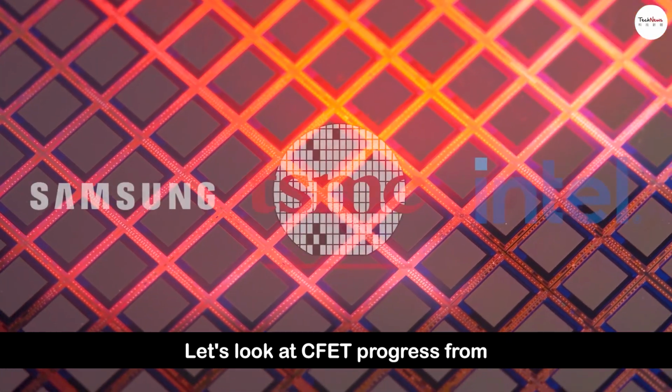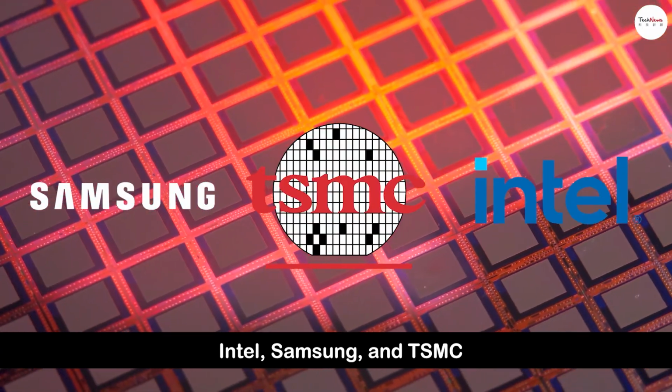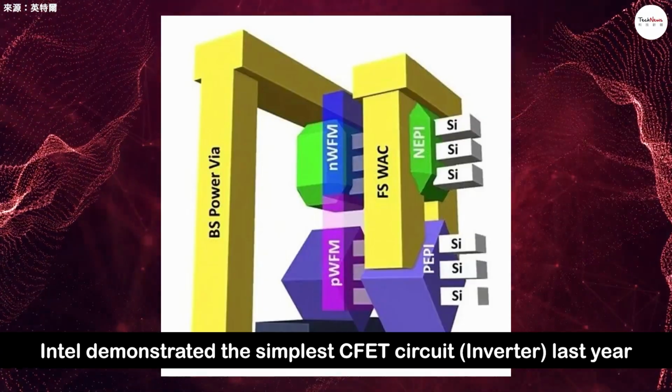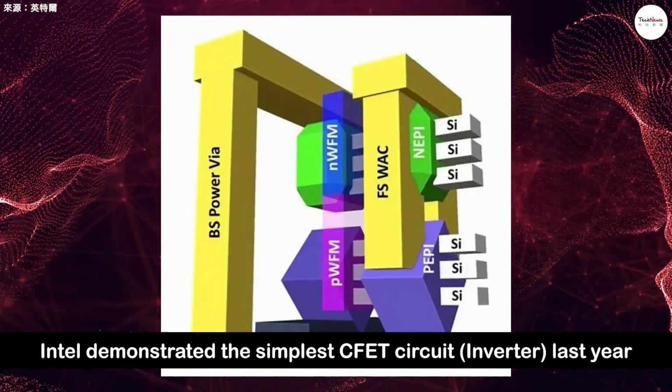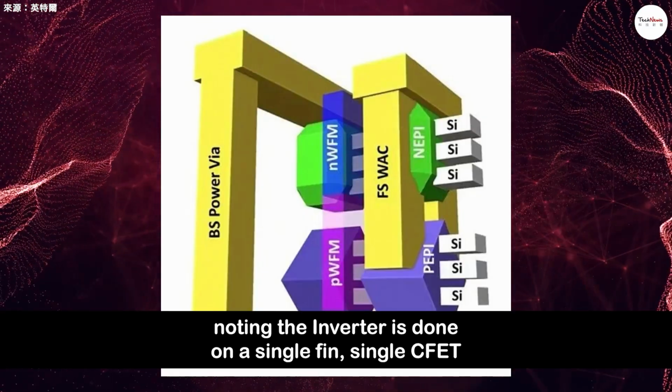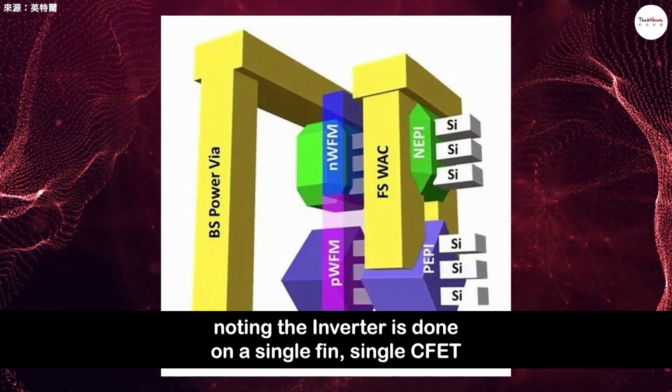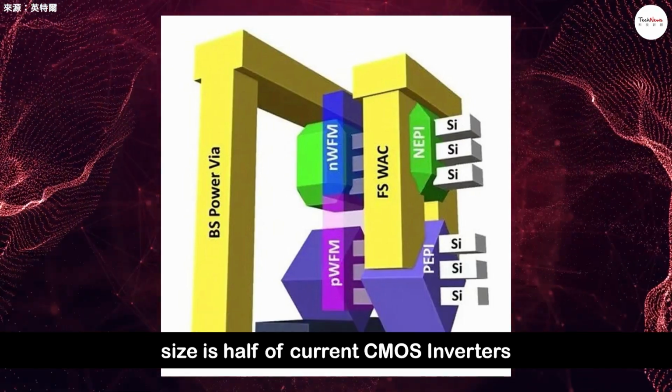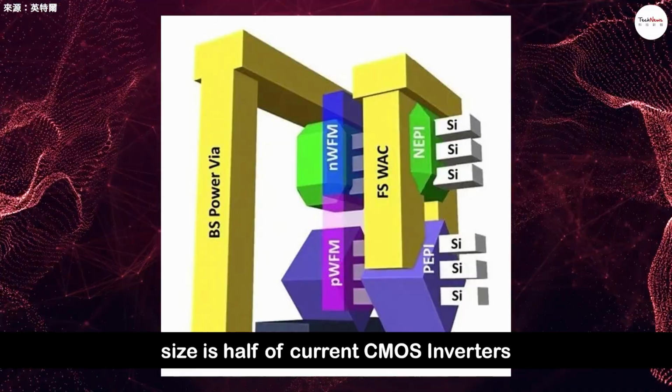Let's look at CFET progress from Intel, Samsung, and TSMC. Intel demonstrated the simplest CFET circuit, an inverter, last year. Intel shared several improvements, noting the inverter is done on a single fin, a single CFET. Size is half of current CMOS inverters.